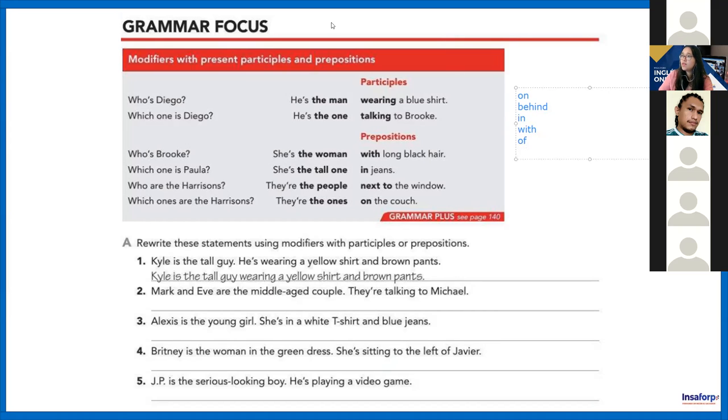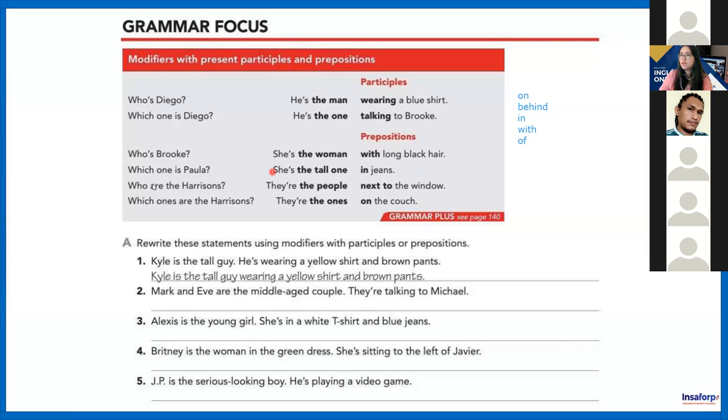Entonces, también con esas las podemos utilizar. We have the example. Who's Brooke? She's the woman with long black hair. ¿Quién es Brooke? Ella es la chica con cabello largo negro, right? With. Which one is Paula? ¿Cuál es Paula? Ella es la alta en jeans. Tenemos aquí the preposition, right? O también podemos traducirlo como la más alta, right?